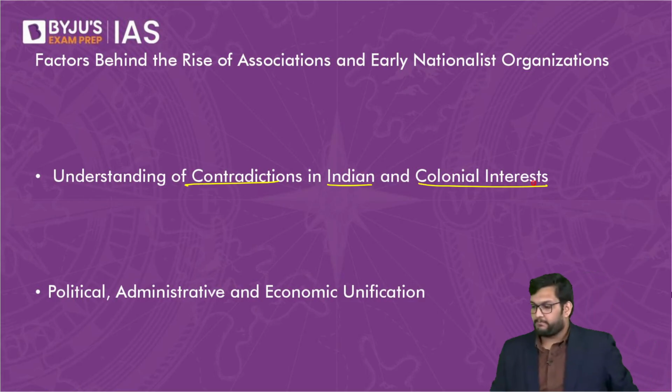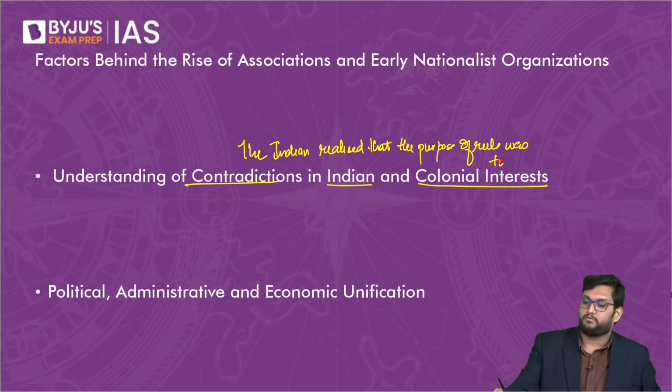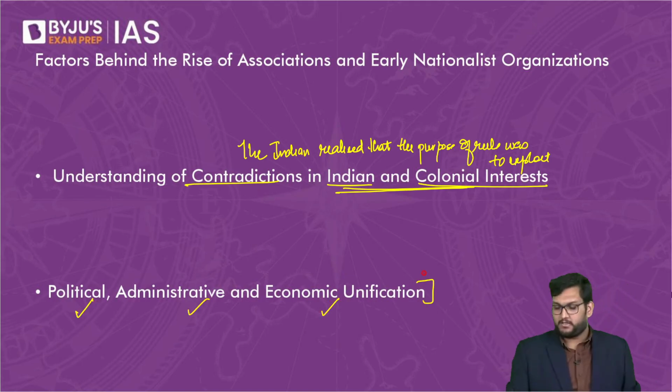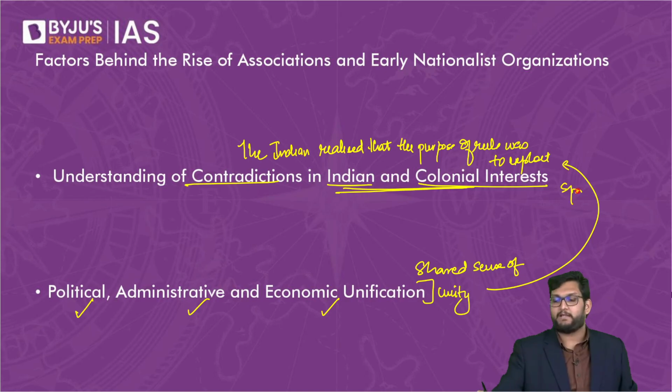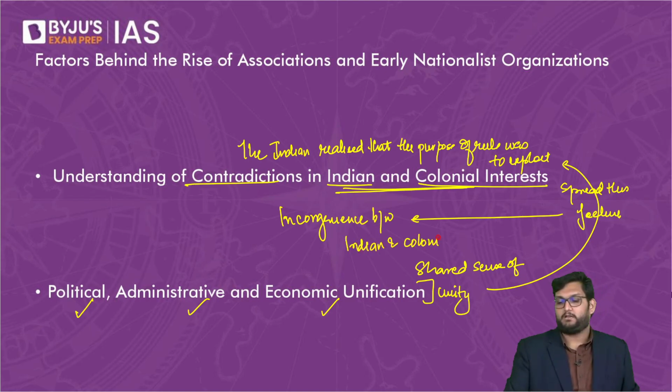So now the Indians realized that the purpose of rule was to exploit. And basically these two are incongruent to each other. Indian interest is development, colonial interest is exploitation. Political, economic, and administrative unification gives a shared sense of unity, and this will spread this feeling that basically there is an incongruence between Indian and colonial interests.